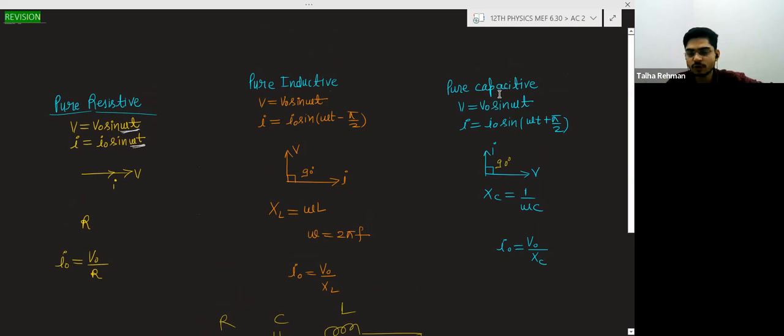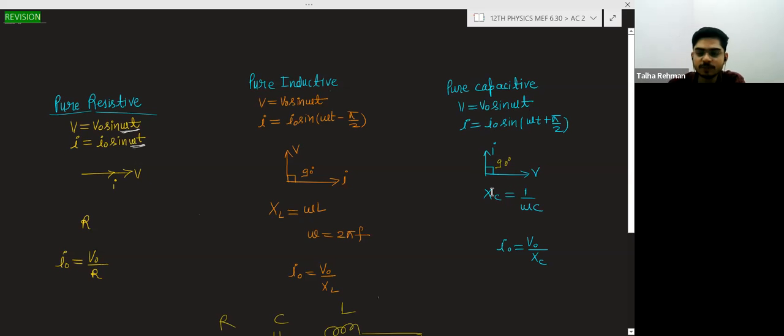Now for a purely capacitive circuit, only a capacitor is connected with an alternating source of voltage. So what is the equation of the voltage? V is equal to V naught sine omega t. Here the equation of the current will be I is equal to I naught sine omega t plus pi by 2. Here the phase of the current is more than the phase of the voltage, meaning current is leading the voltage by 90 degrees or pi by 2.